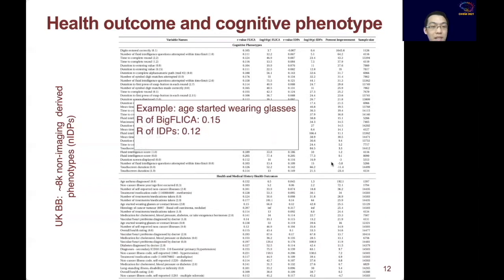And for age started wearing glasses, the R of BigFLICA is 0.15, while the R of IDP is 0.12. And for handedness, the R of BigFLICA is 0.23, while the R of IDP is 0.12. And finally, for hypertension, the R of BigFLICA is 0.22, while the R of IDP is 0.18.